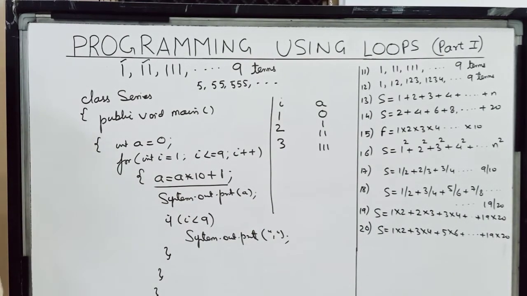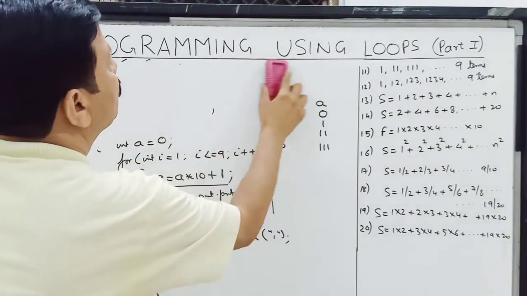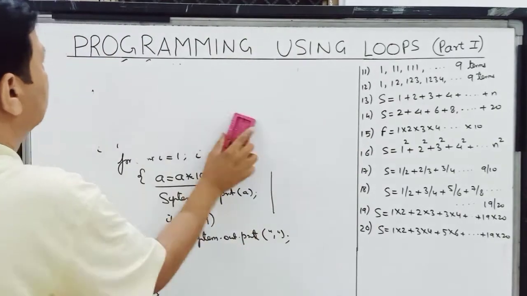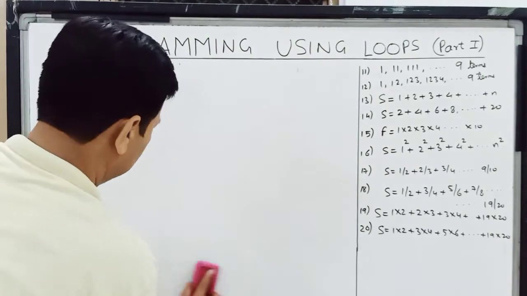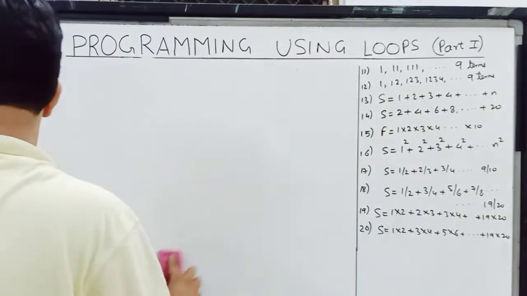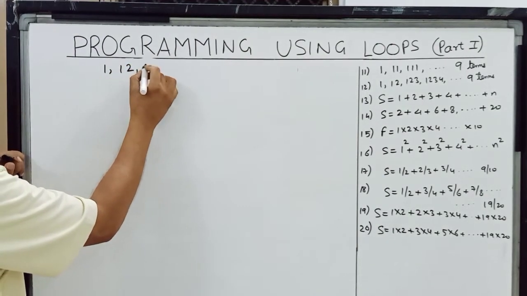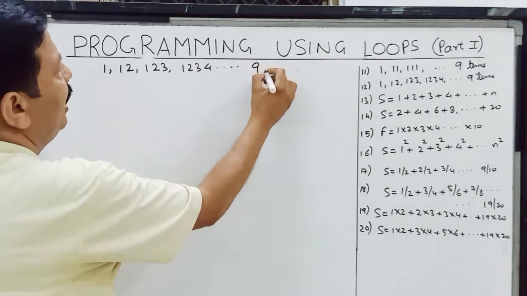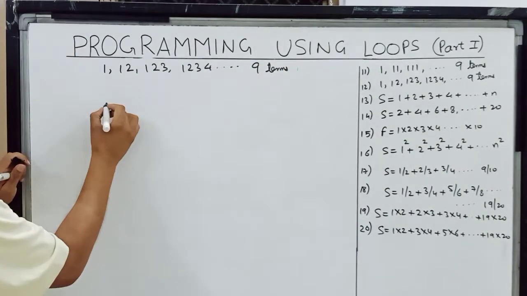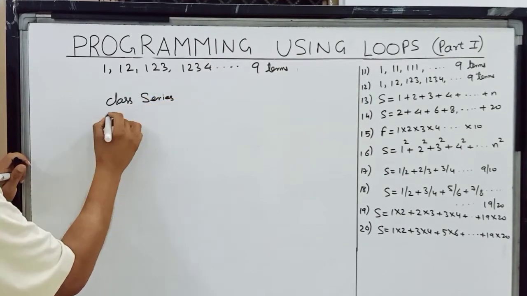Now we'll move on to the next part of the program, and the next part is series number 12. Series 12 is again of the same type: it is asking you to print 1, 12, 123, 1234 and so on till 9 terms. So this is also the same series which we did as series number 11, and there is only one change in it.